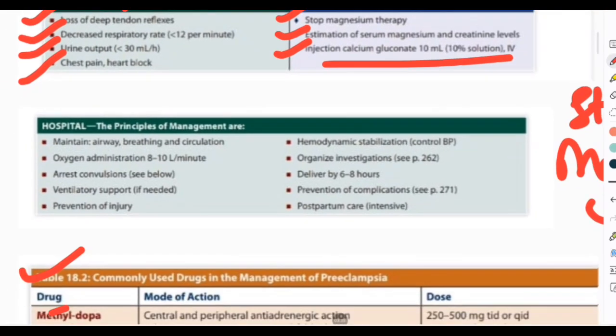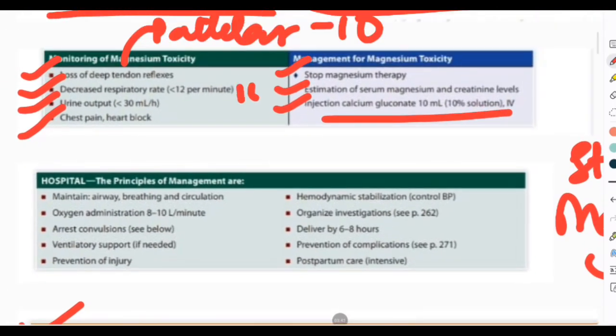Respiratory rate is 16 to 18, respiratory depression at 10. Then urine output more than 30, as magnesium sulfate is excreted unchanged in the urine. If creatinine increases, halve the dose. Antidote is calcium gluconate.